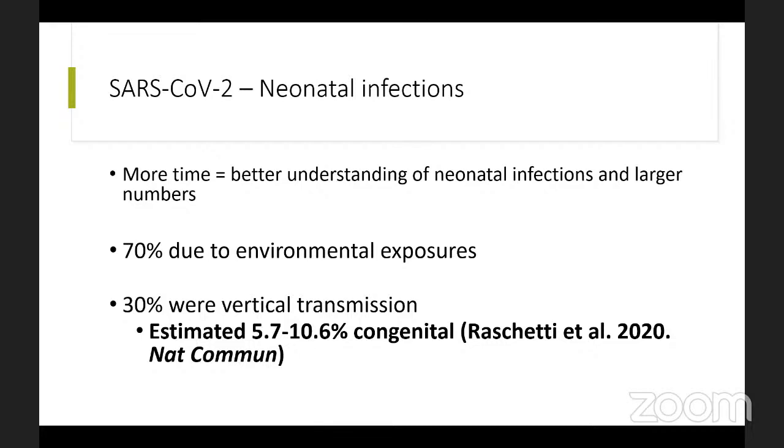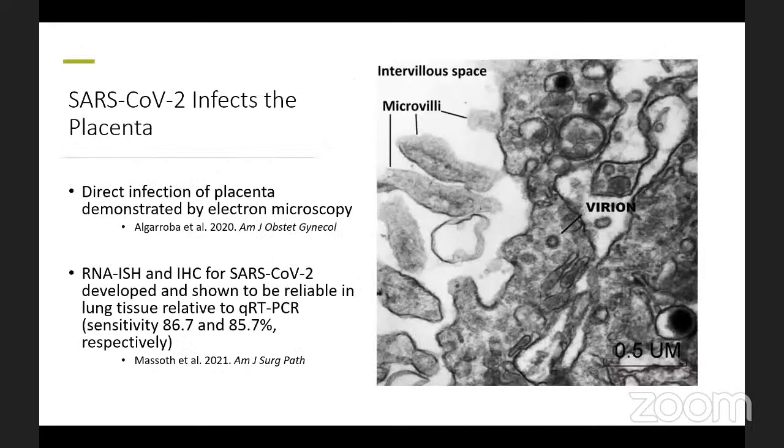Again, this was a rough estimation because we didn't have complete information at this time and had variably sized cohorts. But again, it proved, or suggested anyway, I should say, that transplacental infection was happening at some non-nominal rate.